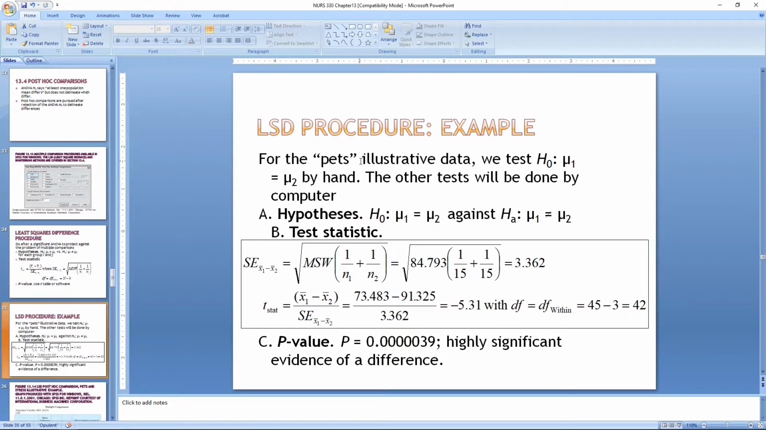So if we take our PETS illustrative data, we're testing our null hypothesis of group mean 1 equaling mean 2 by hand. The other tests will be done by computer. If we do this for group 1, group 2, mean squares within, and plug in our values here, we get 3.362 for our standard error. So our t-stat is x bar 1 minus x bar 2 over our standard error for those groups. Plug that in, we get negative 5.31 with degrees of freedom within equaling 42, and a p-value of 0.5039. So it's highly significant evidence of a difference.